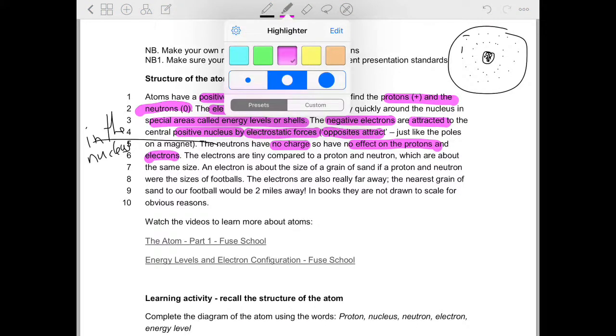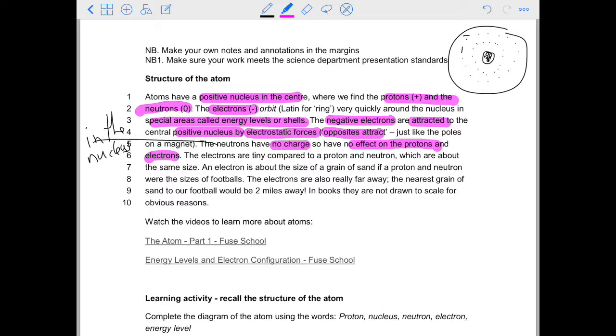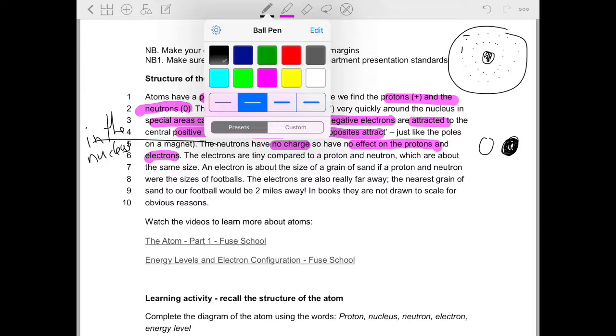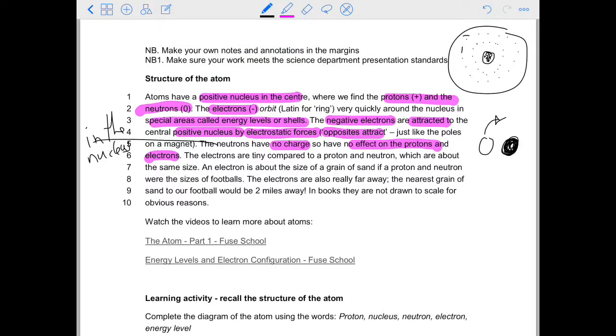The electrons are tiny compared to the proton and the neutron. The proton and the neutron are about the same size. So we have our proton, our neutron, and our electron, which is so small that you would barely be able to see it here. If this proton were the size of a football, I feel like you all know what a football is, the electron would be the same size as a grain of sand.